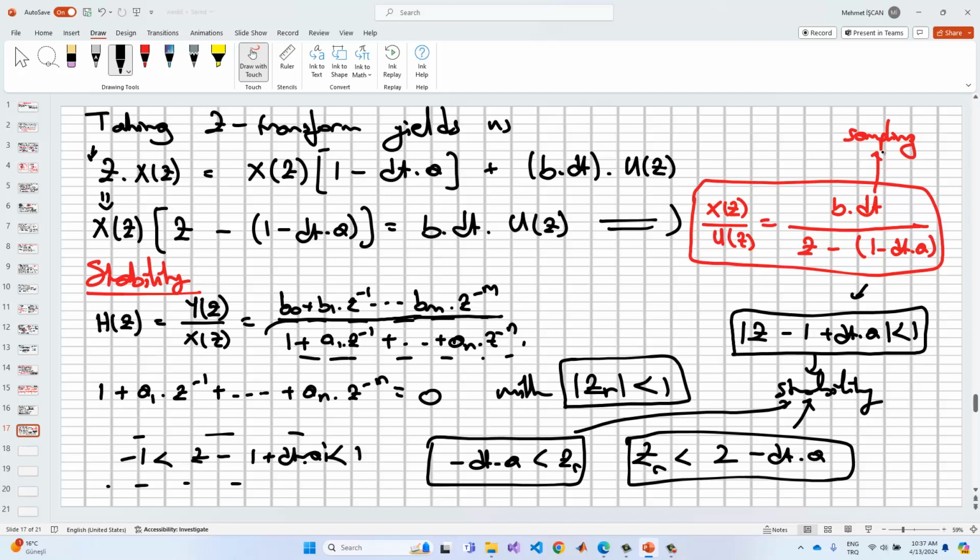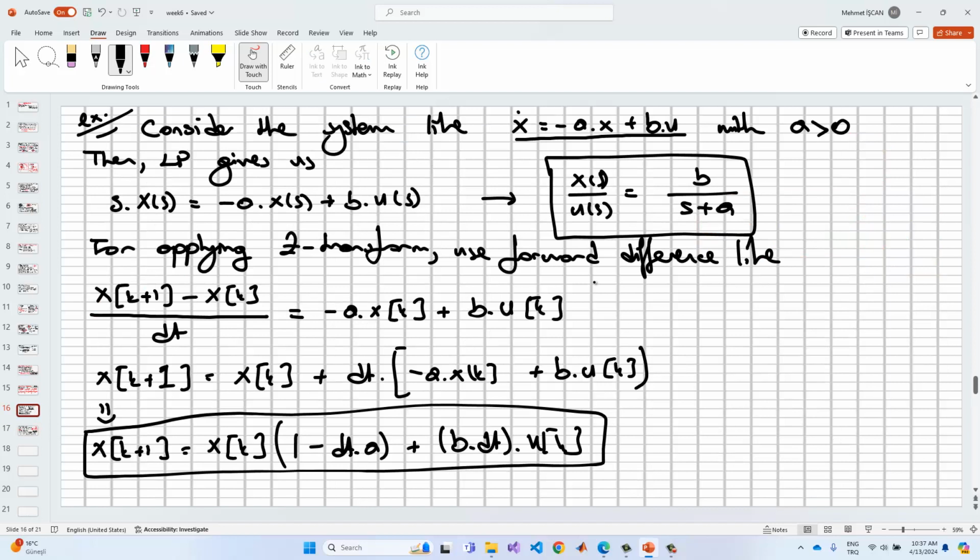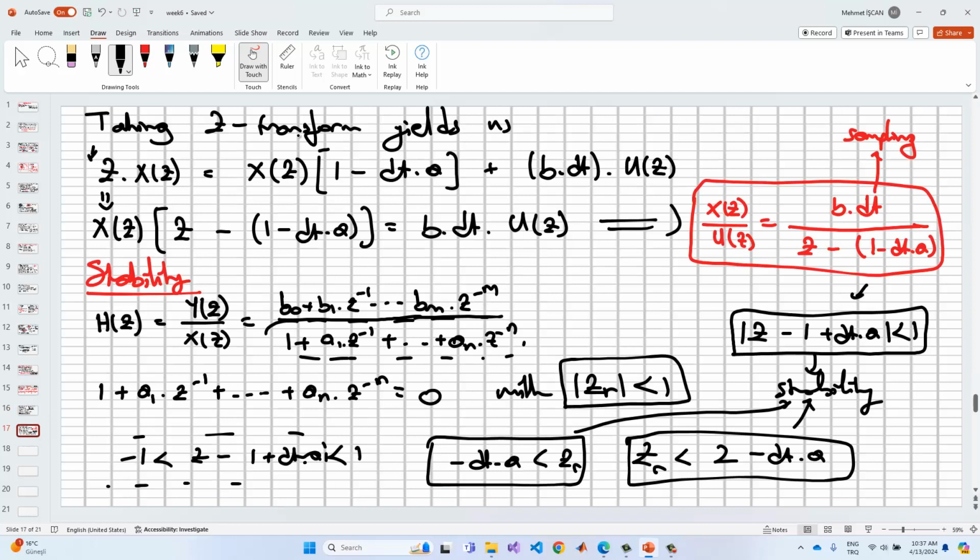Okay, and so another important term is that the sampling period is utmost important in the digital signal domain. Okay, and also we need to say that if we have any continuous system, we should utilize the forward difference equation to convert this continuous one to the discrete one. Okay, and after that we can apply the Z transform to this discrete equation or the discrete system equation.